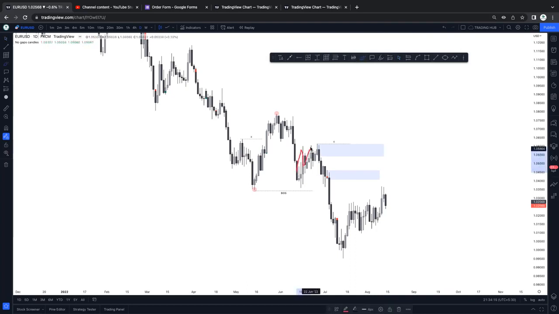So this is something like this. Okay. If the same thing happens here on the left side, if it sweeps this one, then this can be your valid POI for the sell. Correct. So right now we are more interested in taking out this high, then we can sell.